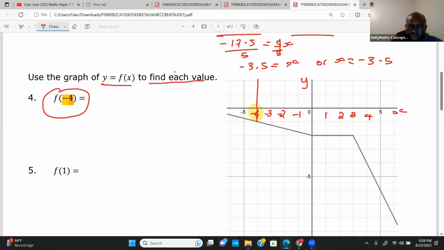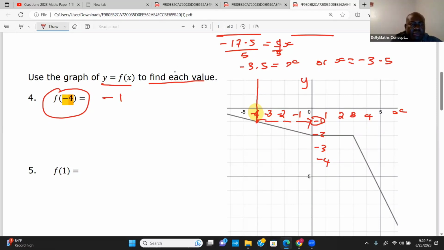And the moment it touches the curve, I would stop. At this time, what I want to do is to read off the value here. This is negative 1, then negative 2, negative 3, negative 4, and it goes on. So at this moment, we're seeing that negative 4 would have linked to negative 1. So f of negative 4 is negative 1.